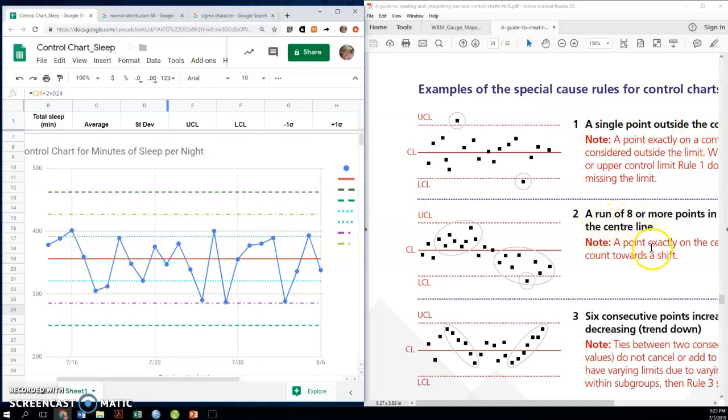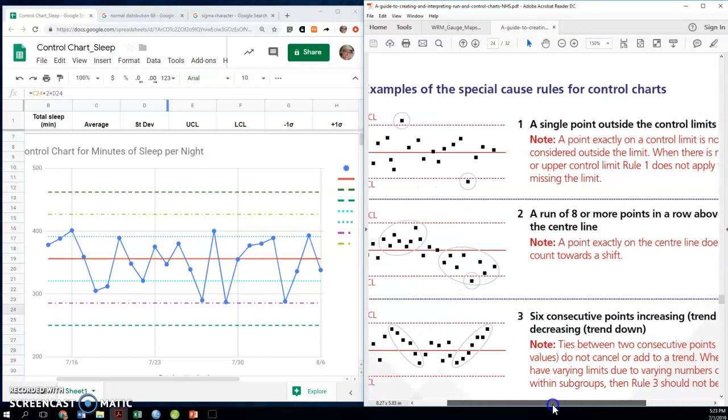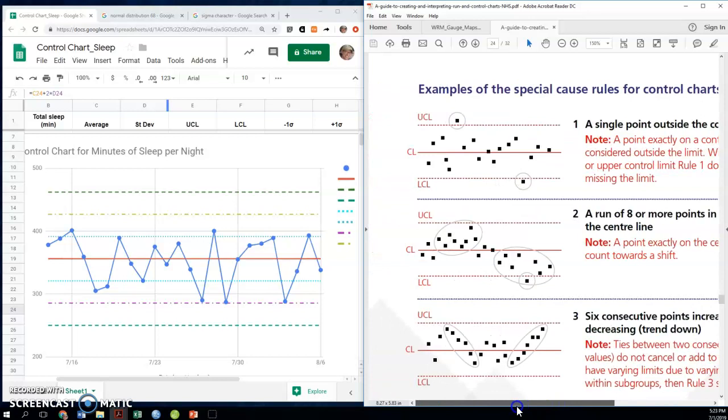What about a run of 8 or more points either continuously above or continuously below the center line? Well, here notice I have 1, 2, 3, 4, a run of 4, and then it resets because I drop below the line. 1, 2, then it resets. There's 1, resets, 1, 2, 1, 1, 1, 2, 1.